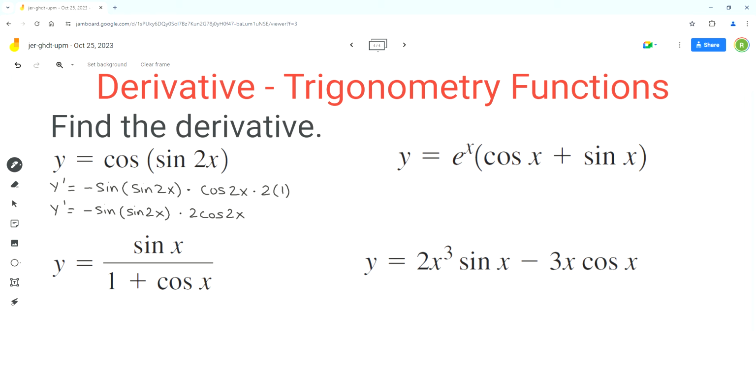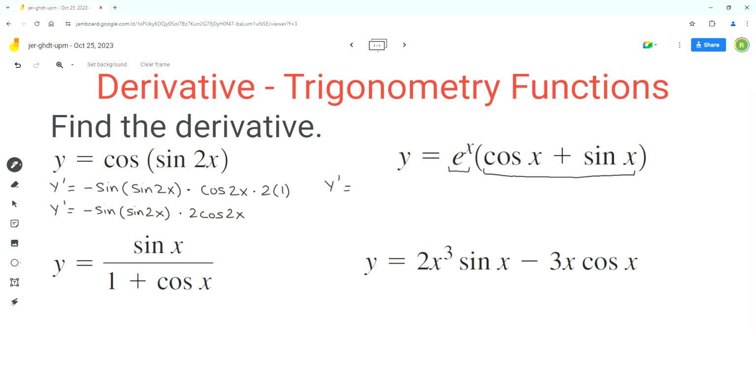Now we can analyze the second function, y equals e to the power x times cos x plus sin x. Now this function is made up of two types of functions. The one is the exponential function e to the power x. The other is cos x plus sin x, which is a sum of two trig functions. And since these two expressions are being multiplied, we have to use product rule to find the derivative of this function y.